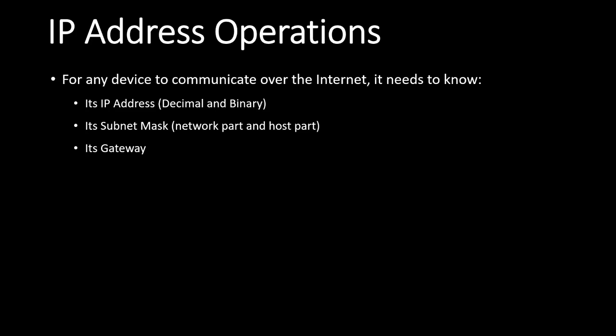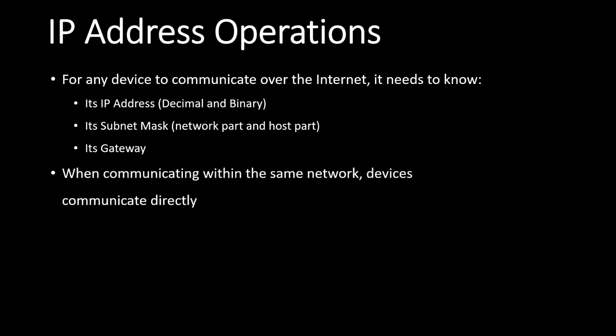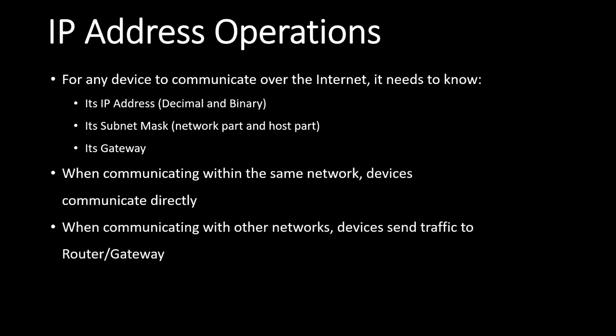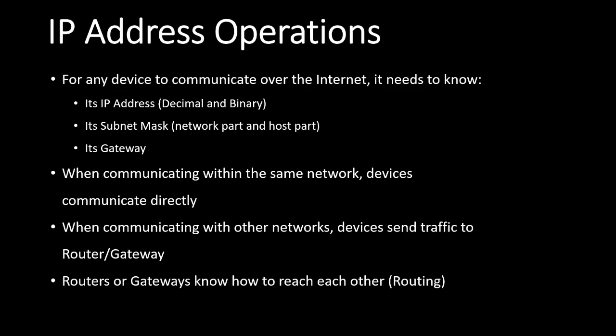When any device wants to communicate with other device in the same network, it can do so directly, but when this device wants to communicate with other devices in other networks, it should send the traffic to the nearest router or gateway, and this router or gateway should know all other routers and gateways in the internet and should know how to reach these gateways over the internet. And this is what we called as routing.